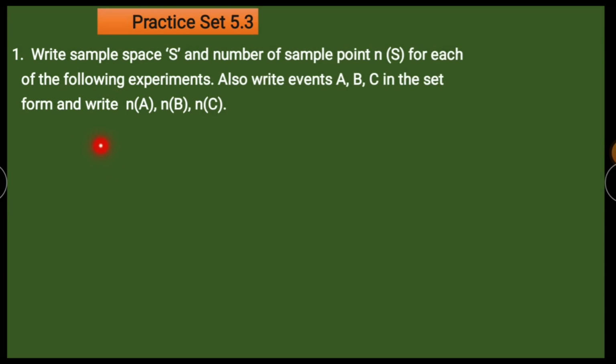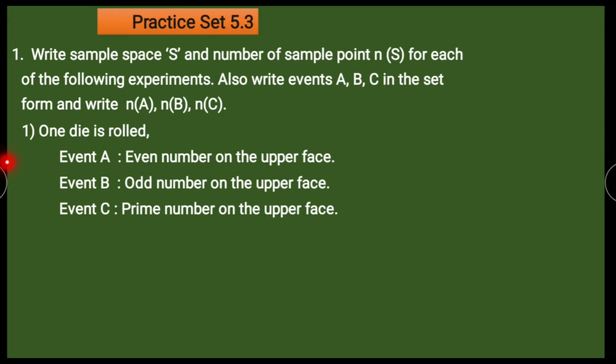Practice set 5.3. See first example. Write sample space S and number of sample points n of S for each of the following experiments. Also write events A, B, C in the set form and write n of A, n of B, n of C. So see the first question, first sub question.